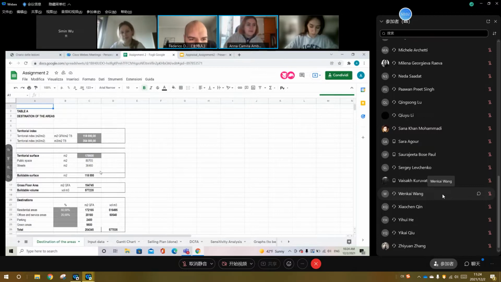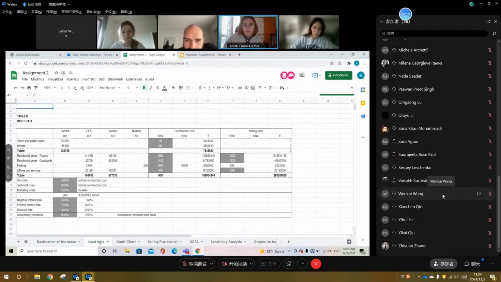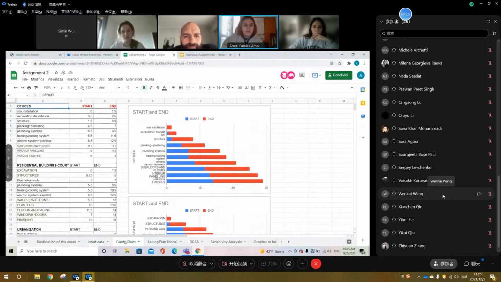So here is the first table with the destination of the areas, then the input data. We fixed it because we had a problem with the selling cost being higher than the actual cost of the process, so we tried to fix it. And then we improved since last week. We also improved our Gantt chart.